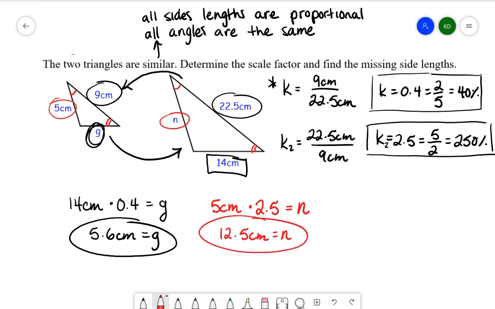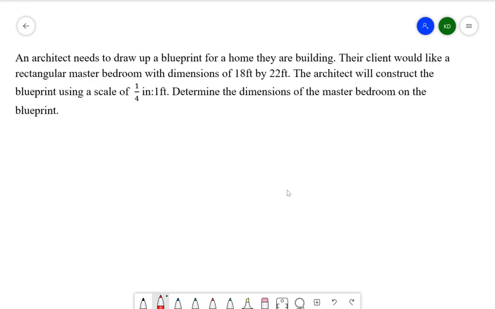Let's try a few other examples of solving with scale factor. An architect needs to draw up a blueprint for a home they are building. Their client would like a rectangular master bedroom with dimensions of 18 feet by 22 feet. The architect will construct the blueprint using a scale of 1/4 inch to 1 foot. Determine the dimensions of the master bedroom on the blueprint.